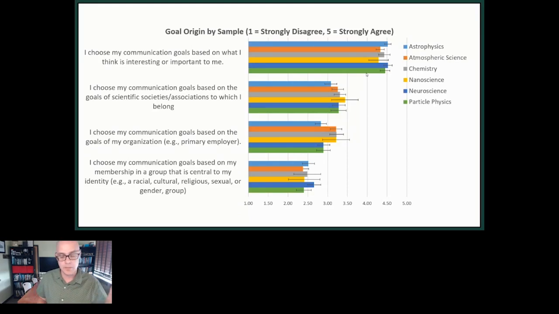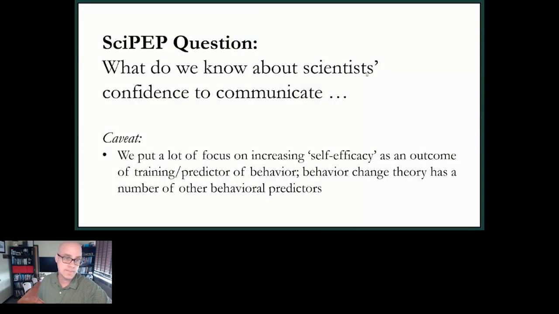One of the things we've been arguing in our work is we need to do more to get people to do goals collaboratively rather than making science communication individual. But this really suggests that people are choosing their science goals because they want to. And then the last question, I think this is the last question that SciPEP asked us that I'm going to try to answer.